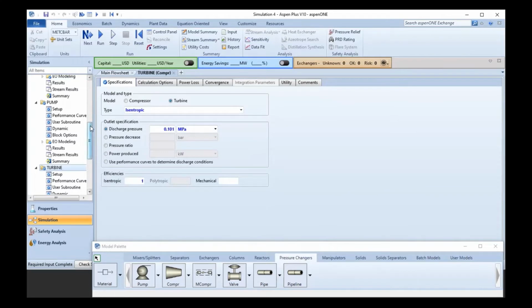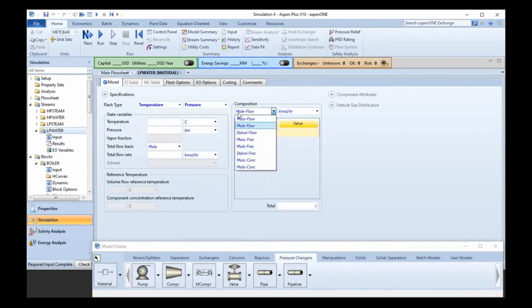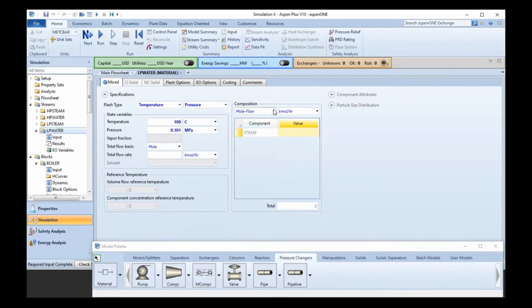So next we will input our information for our streams, and because it is a cycle, all of the streams have the same information, so we can just input it to one of them. So I chose the low pressure water, and the temperature for this stream is 100 degrees Celsius, and the pressure is 0.101 megapascals. And then for the composition, we'll change that to mass flow, and because there's only one component, we can put 1 here, and Aspen will assume that to be 1 kilogram per hour. Then we can go ahead and run our simulation, and this will take a second.